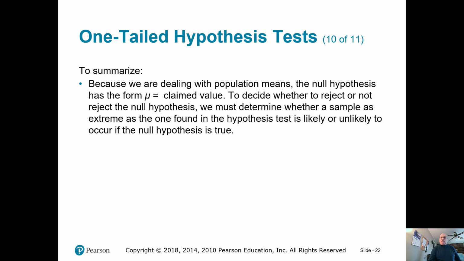So here's your summary. You can pause it and read this, maybe even copy it. Decide whether to reject the null hypothesis. It's whether a sample as extreme as the one found in the hypothesis test is likely or unlikely. P-value small, not small. That's what you can use, sort of. It's not very scientific, but that gives you a gut feeling for how it goes.